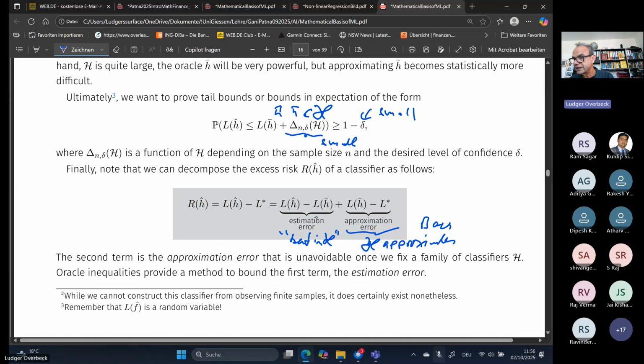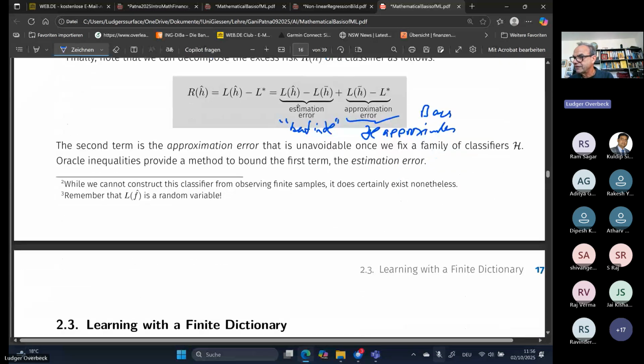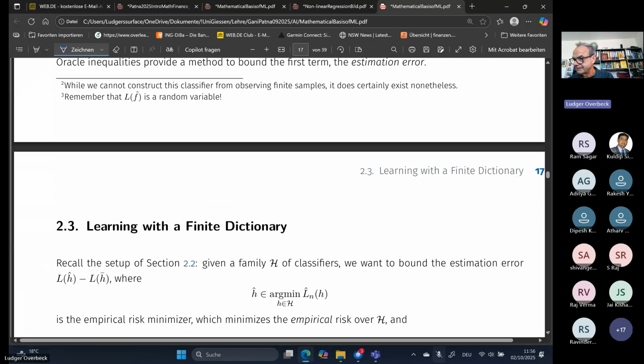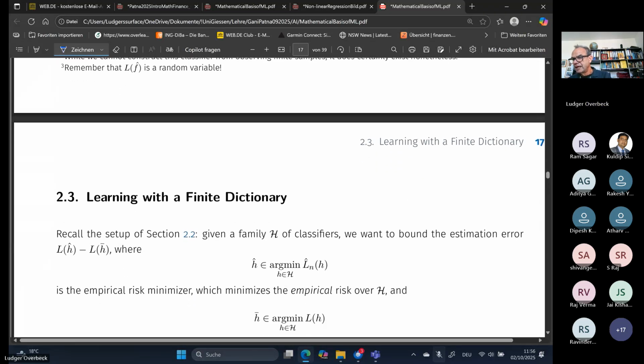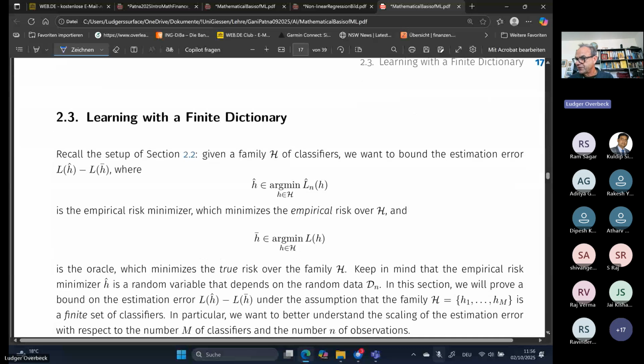And this is then the estimation error, which says, okay, depending on the data I have, my H check, which is based on data, will give me an approximation of H. Just to make it clear, we just assume we have a finite H, which in AI is called a finite dictionary, which sounds better. So we will see that we can actually bound this.